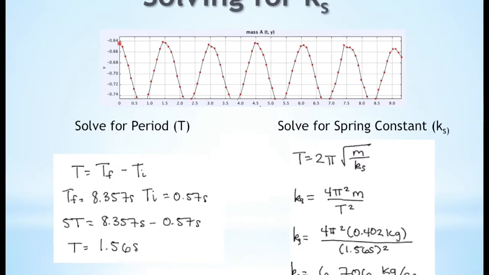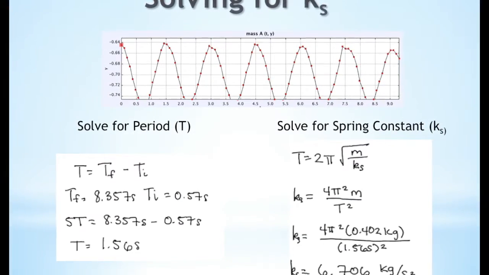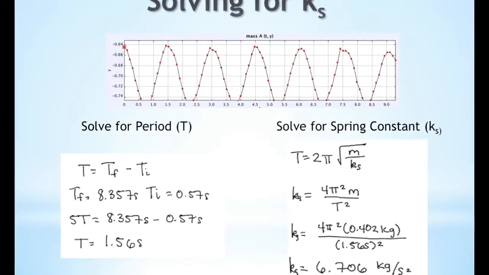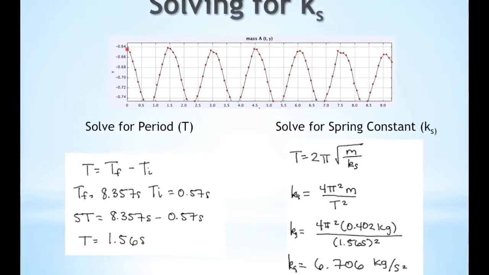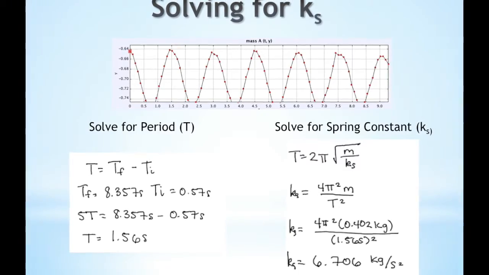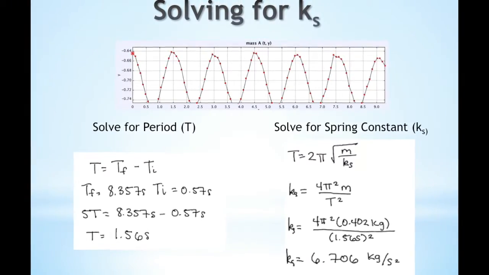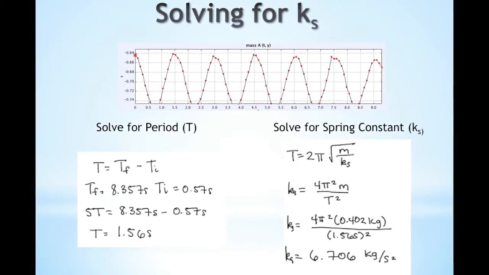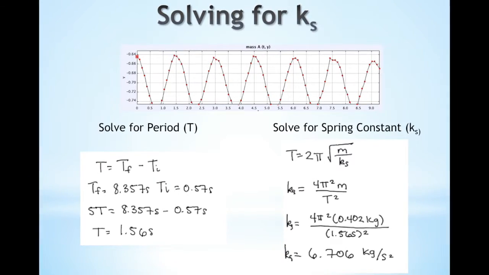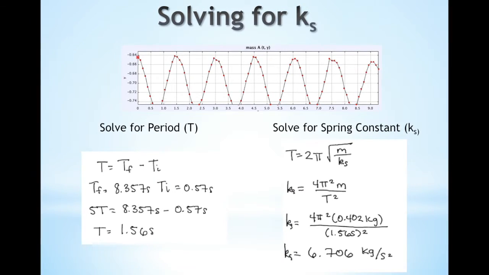Using the time versus y plot in Tracker, it is gathered that our video goes through 5 periods. We then use this fact to solve for the average period of the oscillation and use this value to solve for the spring constant based upon the formula period equals 2 pi times the square root of the mass divided by the spring constant. As shown, the spring constant is 6.706.